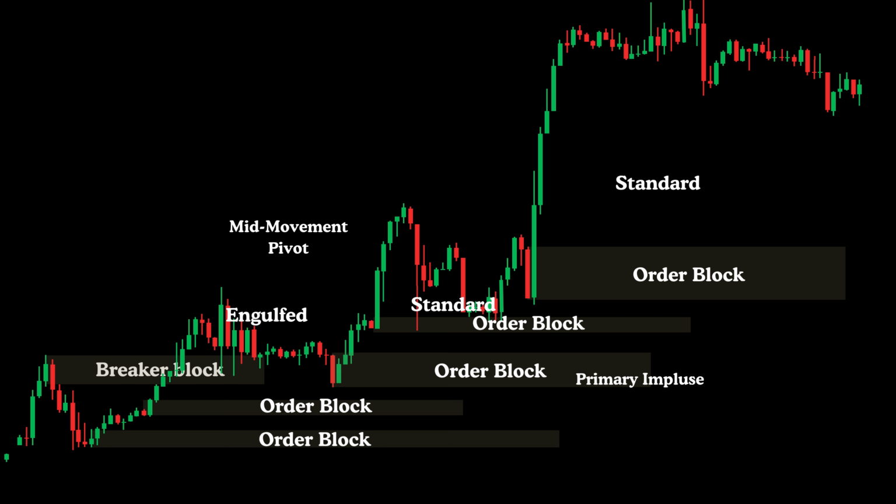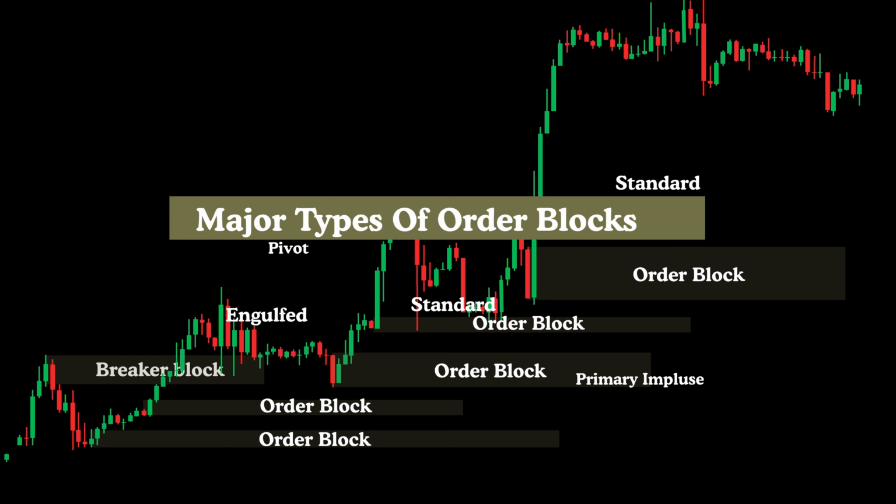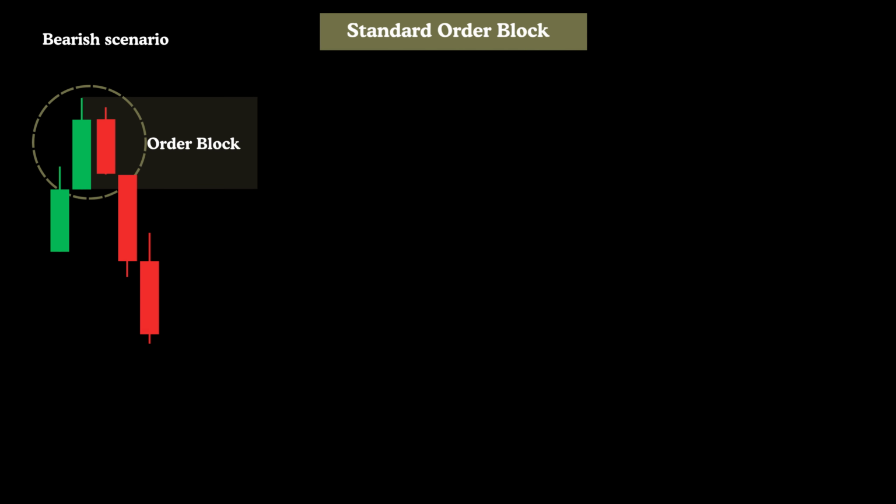Welcome back, traders. Let's dive into the primary categories of order blocks. The first type we'll cover is the standard order block. In a bearish market context, this type points to the zone aligned with the final bullish candle right before a sharp and notable decline in price.